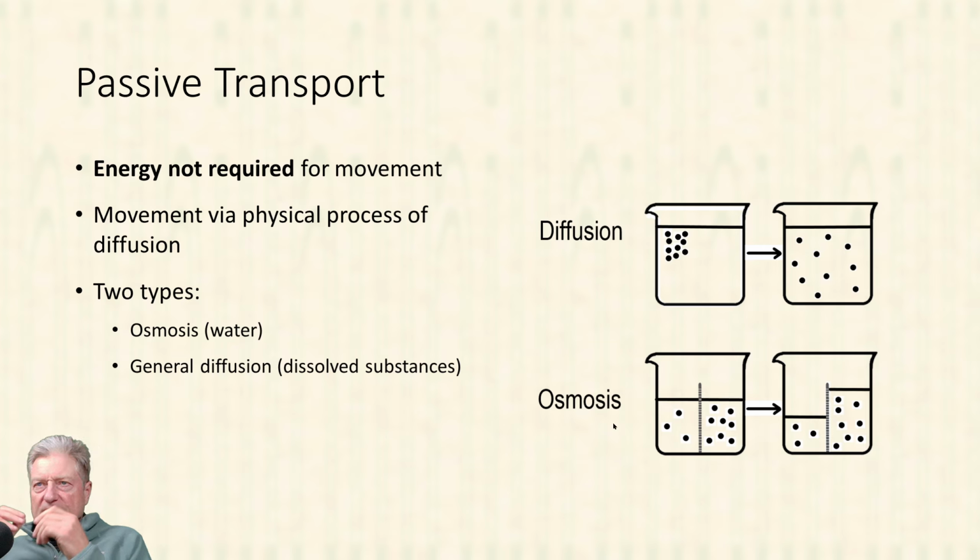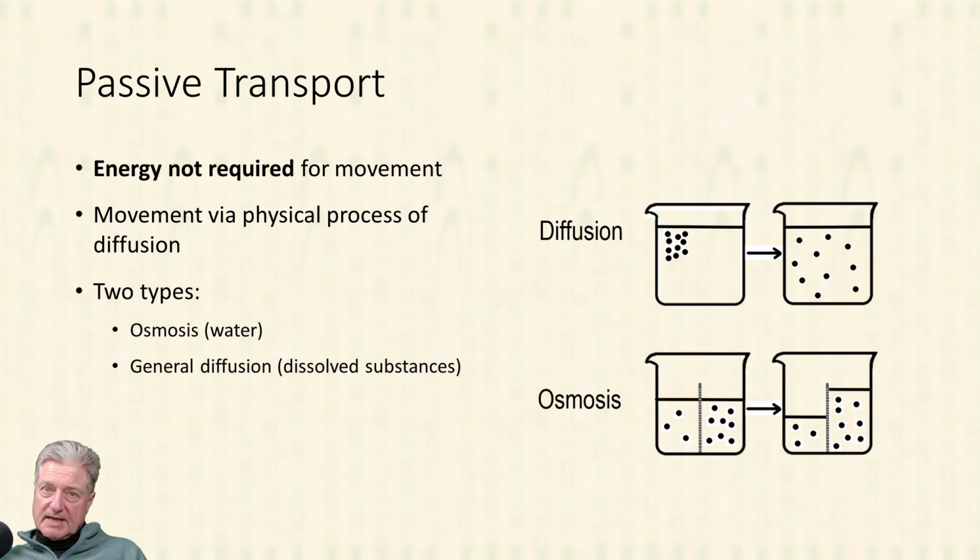Right, now, energy is not required for the movement of many types of particles because of the physical processes of diffusion. And diffusion has two forms in biology. You've got diffusion where substances that are dissolved in water diffuse from one place to another. And there's no membrane required for this in general. So if something is concentrated in one area, it will gradually spread through an aqueous solution so that the concentration of all the particles is equal across the whole volume of the space. And then we have osmosis.